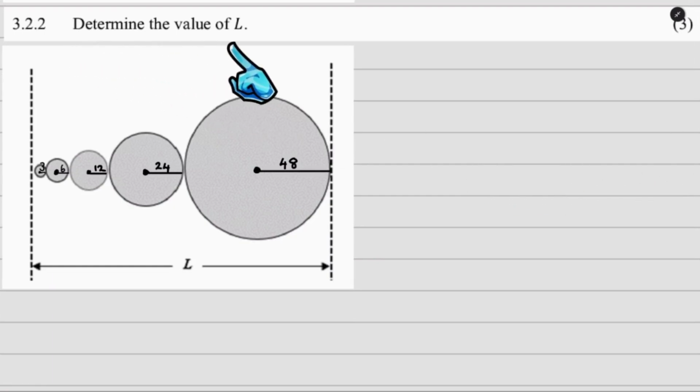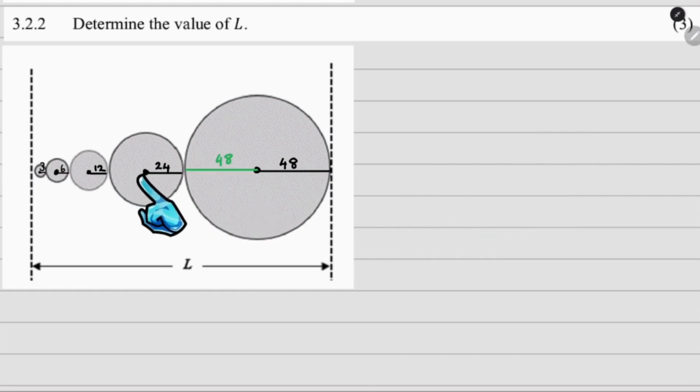3.2.2 asks us to determine the value of L. L is this length over here. So I mean, we can be fancy and use a sum formula, but these numbers are right here. I'd rather just add them together. So bear in mind, this is just the radius. This radius will also be 48.